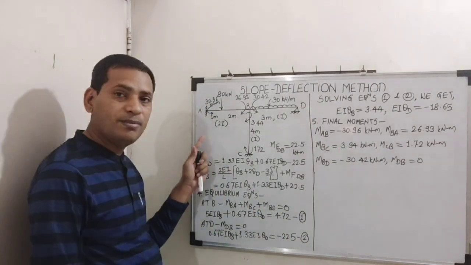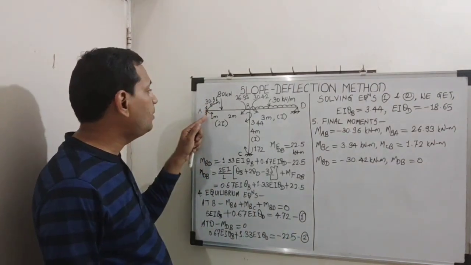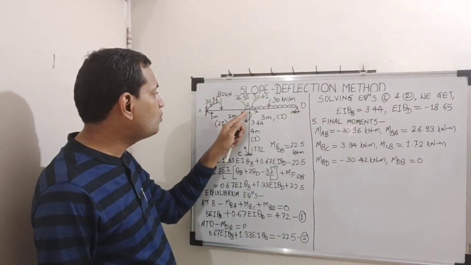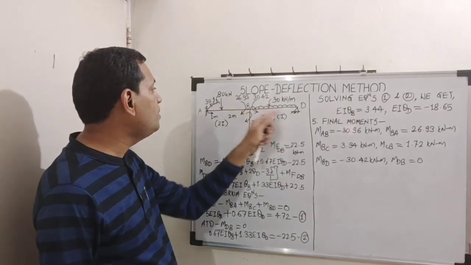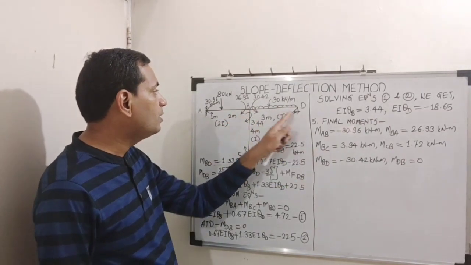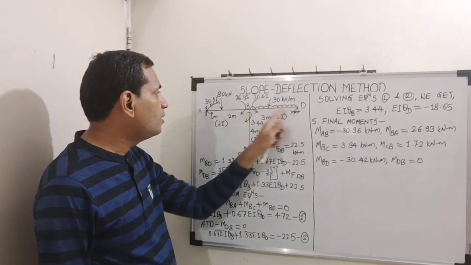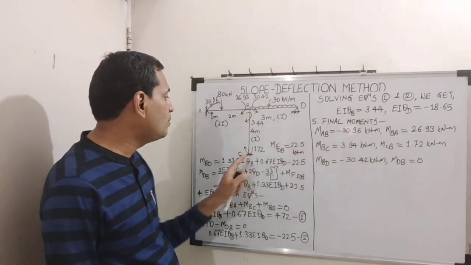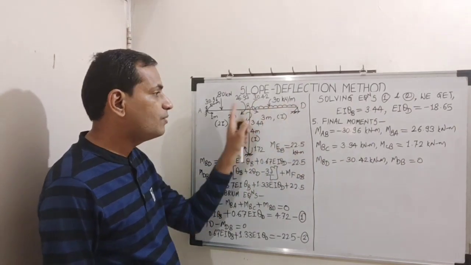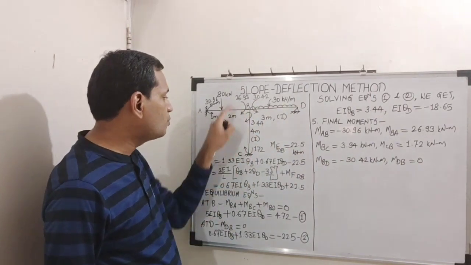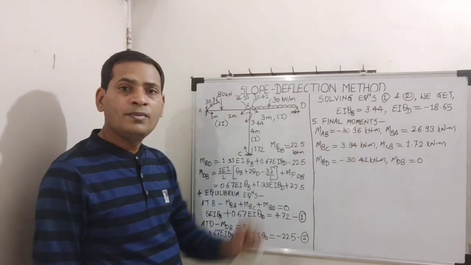So I have shown all these 6 values of moments in the loading diagram. So here is anti-clockwise 30.96. There are three moments on joint B: BA, BD and BC. Then DB is 0 and BD is here 30.42, DB 0. And MCB is clockwise 1.72.